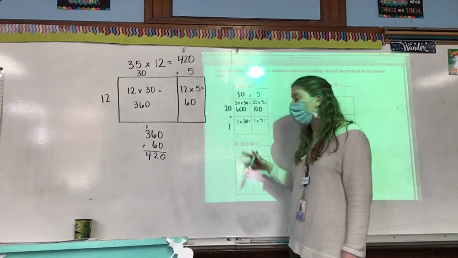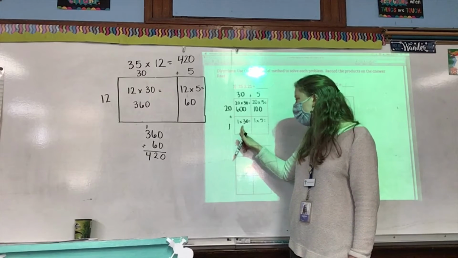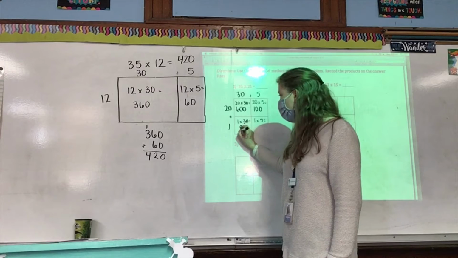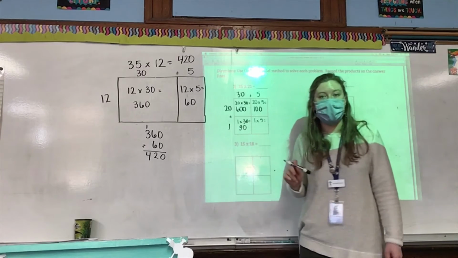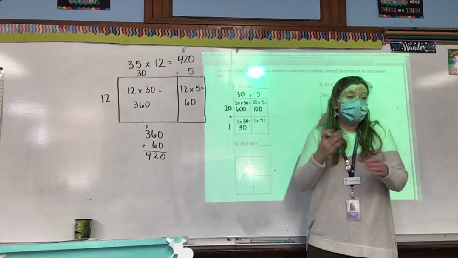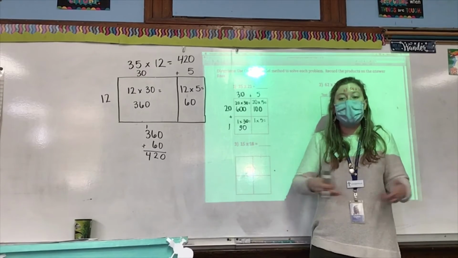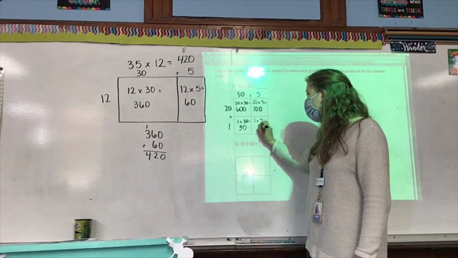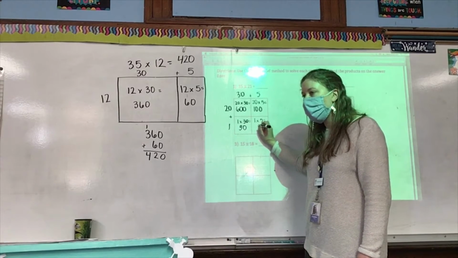Okay, Kingston, using the identity property of multiplication, 1 times 30 is what? 30. Because we know the identity property of multiplication tells us any number multiplied by 1 is that number. Now, 1 times 5 is a basic fact, and it equals what? 5.